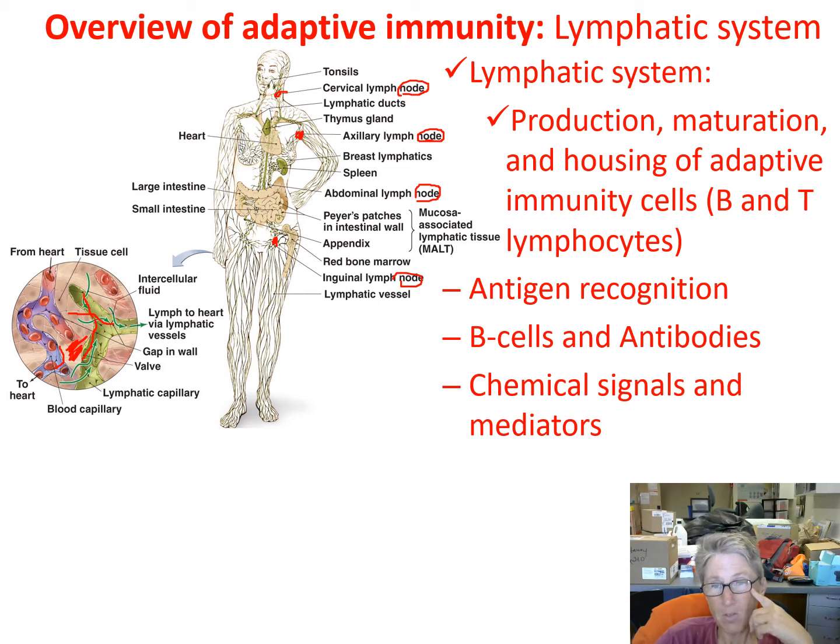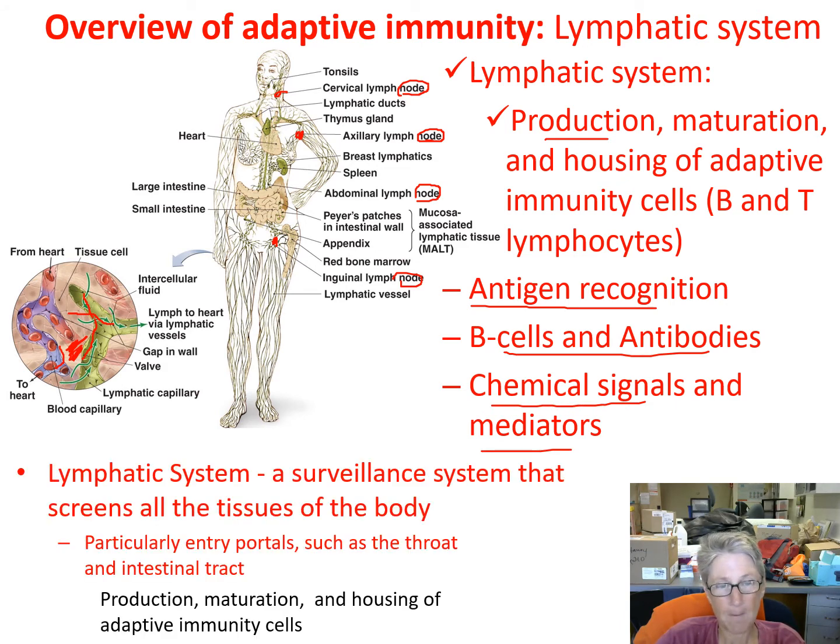So the lymphatic system, that's where you produce, mature, and house adaptive immunity cells. Those are B and T lymphocytes. In the lymph nodes, you'll do antigen recognition. So the B and T cells will recognize the antigen in a lymph node. B cells will make their antibodies. And then there's also chemical signals and mediators that go along with this whole process that we'll look at later.